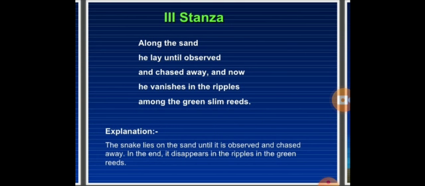So here the poet says that the green snake was lying along the sand until it was observed by someone who started chasing it. The snake was quietly lying. It was not lying with the intention of hurting or scaring anyone. It was lying comfortably somewhere, but the man started chasing it. So the snake started moving fast and hid itself in the reeds. That's how it saved itself.